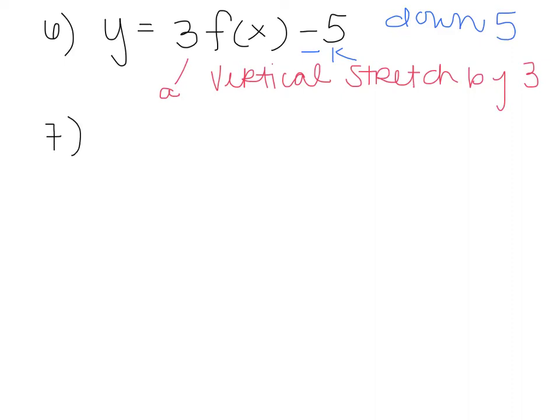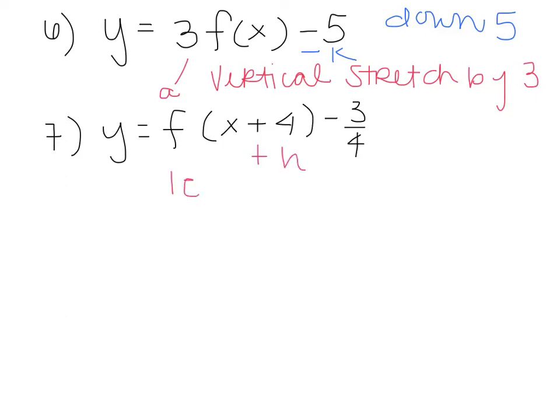7, y equals f of x plus 4 minus 3/4. So plus 4 is inside my parentheses, so it's just like plus h. So it's going to first move my parent graph left 4. And then this minus 3/4 is just like minus k. It doesn't matter that it's a fraction. So then it's going to move it down by 3/4.